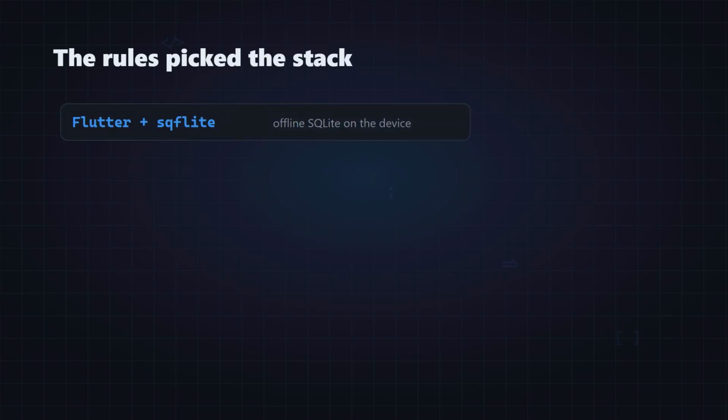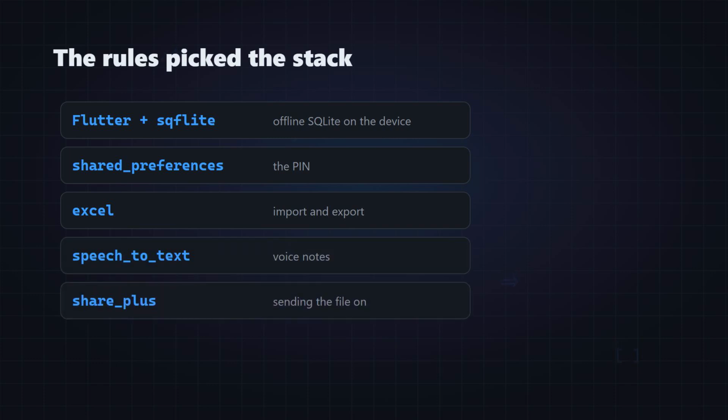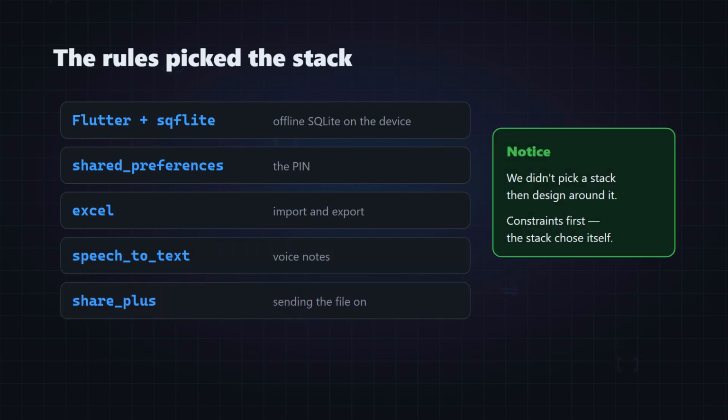Those 4 rules picked the entire stack for us. Fully offline means Flutter, with SQLite on the device through SQLite. The PIN goes in shared preferences. Excel import and export use the Excel package. Voice notes use speech to text. And sharing the exported file uses Share Plus. Notice what happened there. We did not choose a stack and then design the app around it.